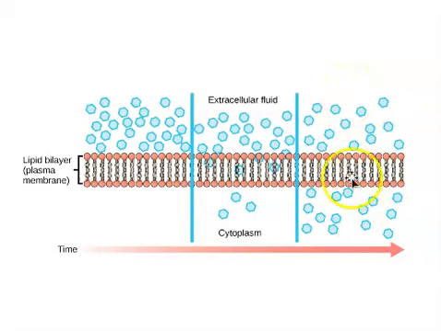This last panel shows us the moment when the concentration outside the cell and the concentration inside the cell are the same. We're at equilibrium now. Now there is no concentration gradient, so there will be no more simple diffusion. We're done, in other words. We're at equilibrium.